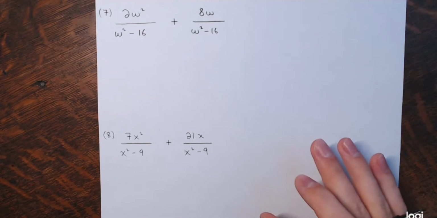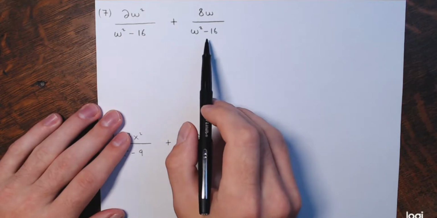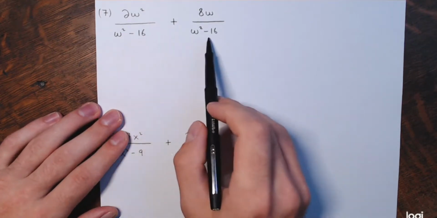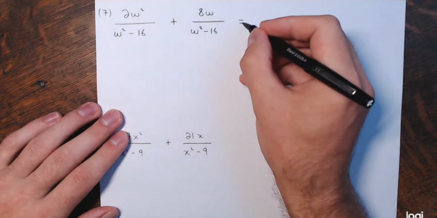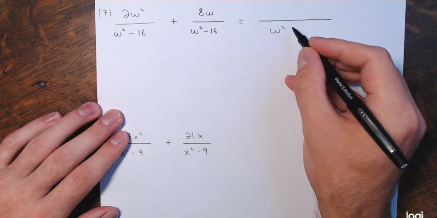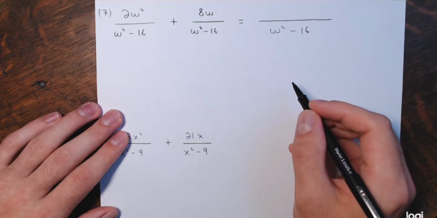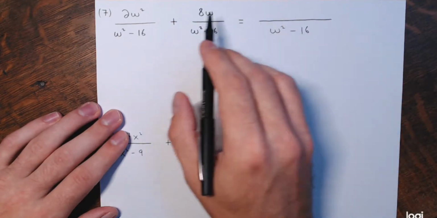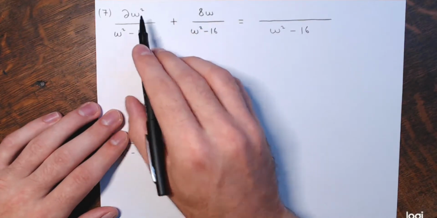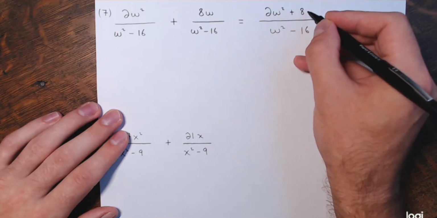So same deal. We're given the sum of two fractions that already have the same denominator. They both have this denominator of w squared minus 16. So I put them together, that common denominator will stay the denominator of the sum. So I've got w squared minus 16 in the denominator. And the numerator of the sum is, again, just the combination of the numerators of these fractions we're adding. So it'll be 2w squared plus 8w.